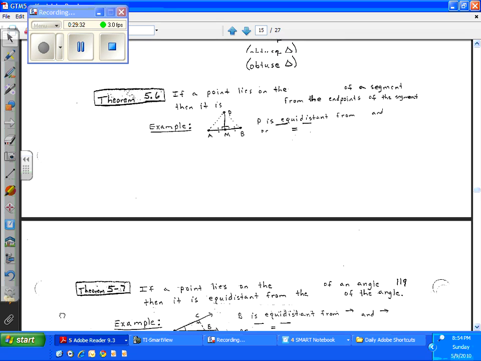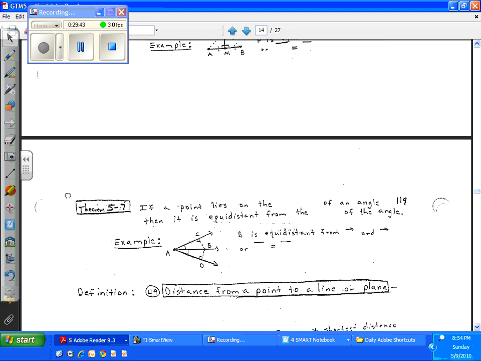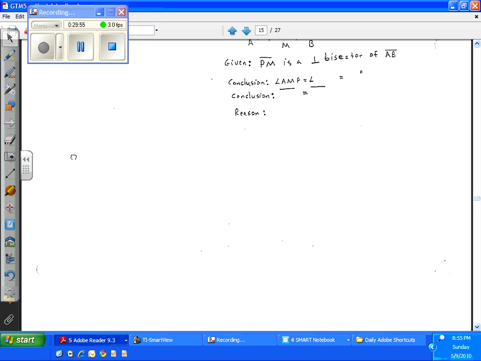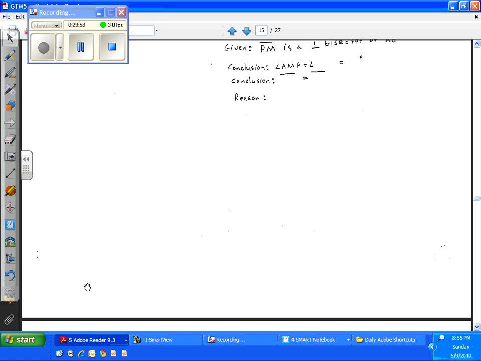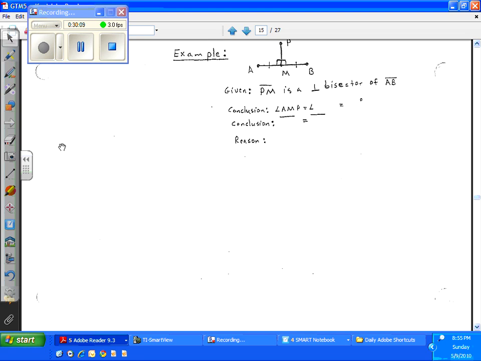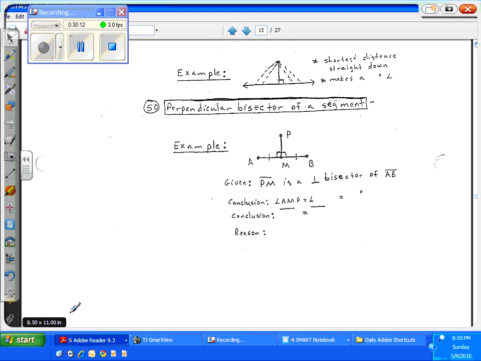We went back to theorem 5.6. If a point lies on the perpendicular bisector of a segment, then it must be equidistant from the endpoints of the segment. Theorem 5.7, if a point lies on the bisector of an angle, then it is equidistant from the sides of the angle. We defined the distance from a point to a line as the length of the perpendicular segment drawn from the point to the line. That's definition 49.